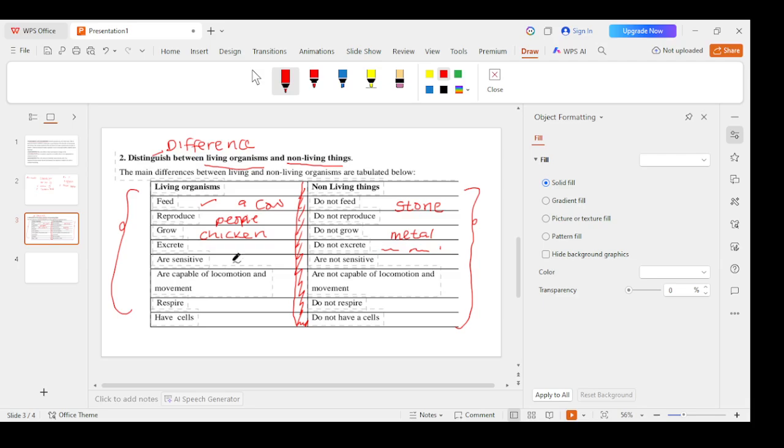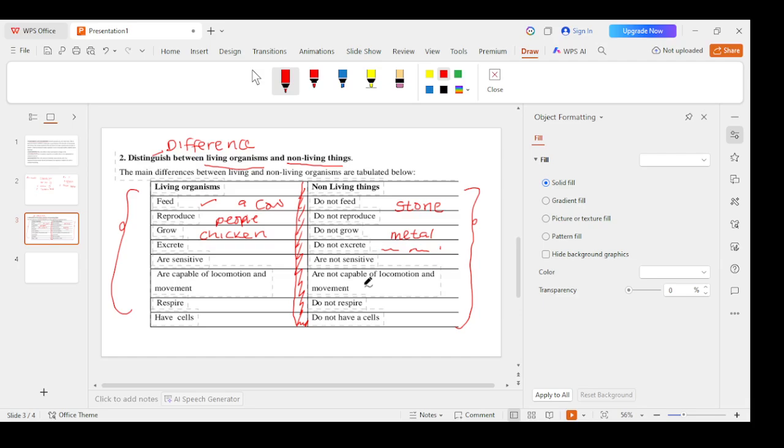Then for plants, we talked about a flower responding, bending where there is light. Living organisms are capable of moving, locomotion and movement. Non-living things are not capable. They do not locomote or move. If you leave a metal here today, after 10 years you still find it. If you leave a stone, you still find it unless someone removes it, because they are not capable of locomotion or movement.